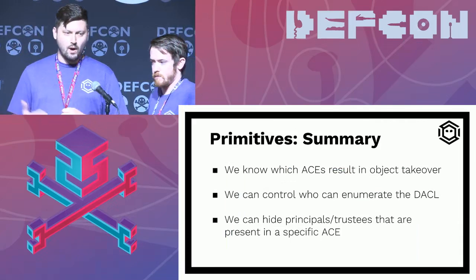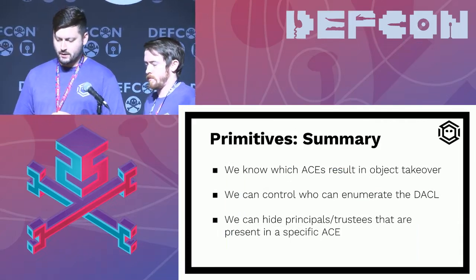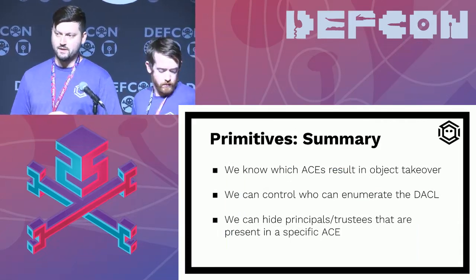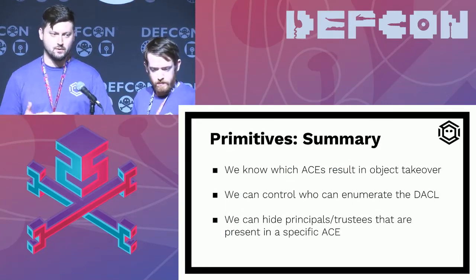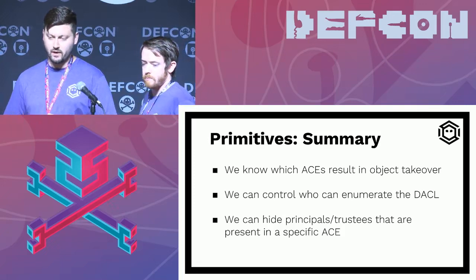So to summarize, we know how we can abuse ACEs to take over other objects. We know that we can control who has the ability to audit the DACLs. And we know that we can hide the principals and trustees from easy identification.